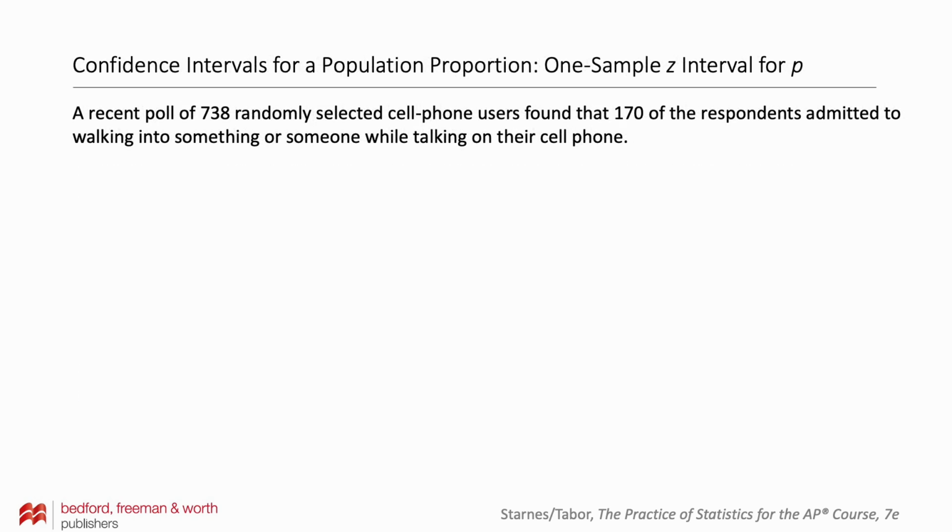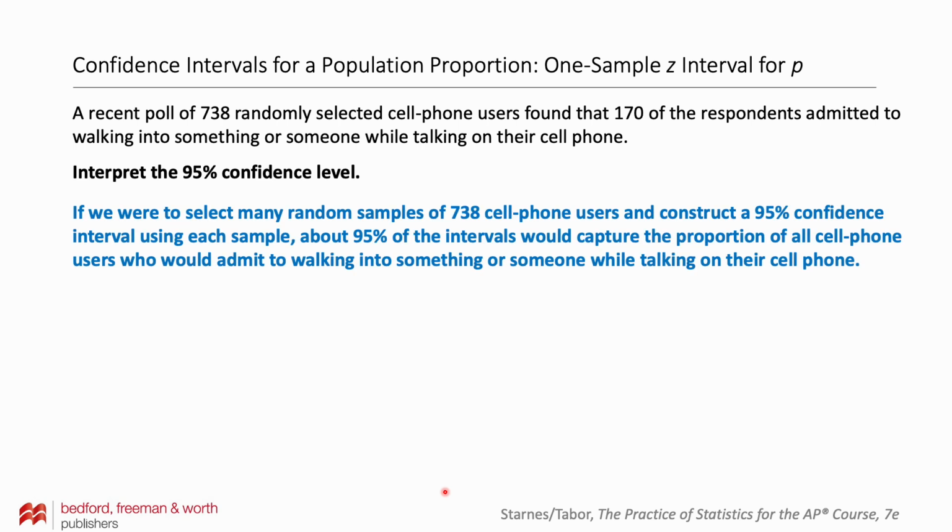Now let's practice on interpreting confidence level that we did in the previous section. We're still talking about the cell phone users, so they do want us to interpret the 95% confidence level. Remember, we do need to talk about the population. So if we were to select many random samples of 738 cell phone users and construct a 95% confidence interval using each sample, about 95% of the intervals would capture the proportion of all cell phone users who would admit to walking into something or someone while talking on their cell phone.